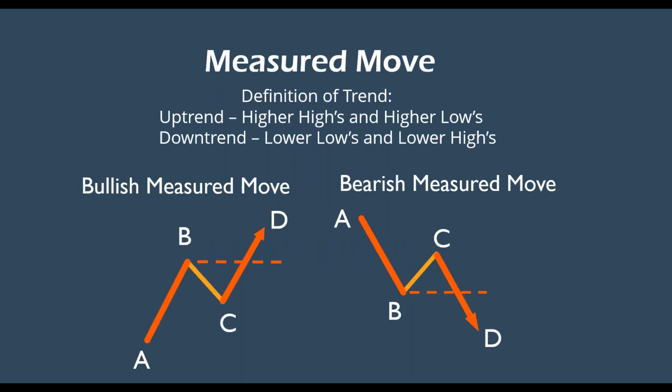A measured move, on a bullish measured move, the price goes from A to B and then pulls back to C and then comes over here to B prime. That is a measured move to the upside. It's a higher low and a higher high. That's the classic definition of an uptrend: higher highs and higher lows. When you get a measured move, right here is a great time to get in to a trade. This is how I execute my entry.